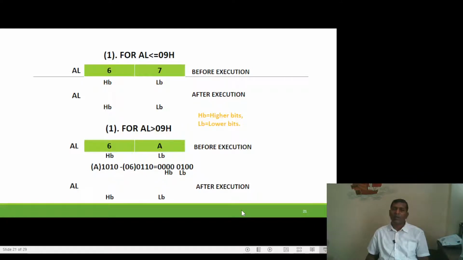This is the example. Here, if AL is less than or equal to 09, so yes, it is, that is why after execution we will get the result as 07. If AL is greater than 09, then 06 will be subtracted and we will get a final result of 04 after execution.